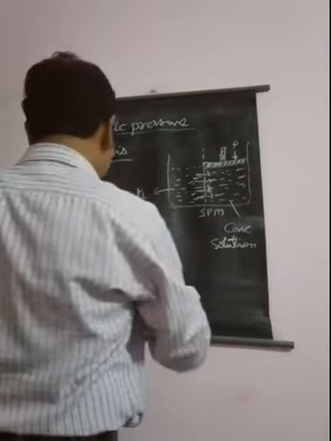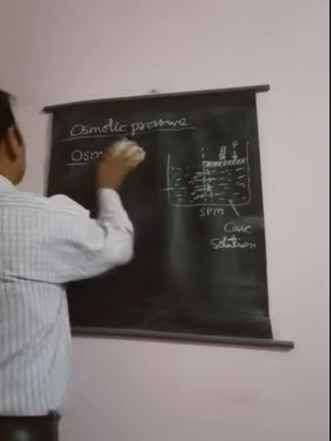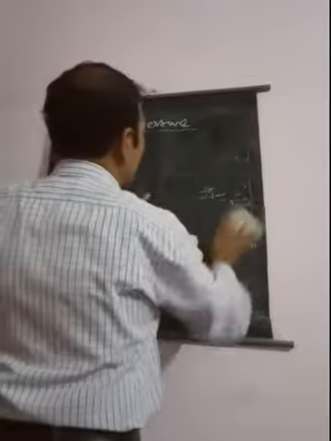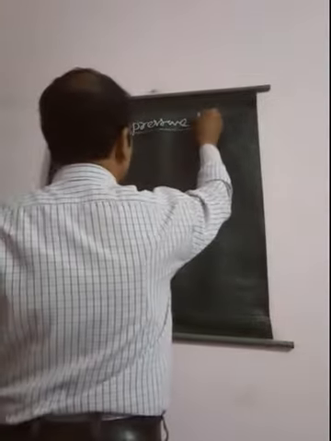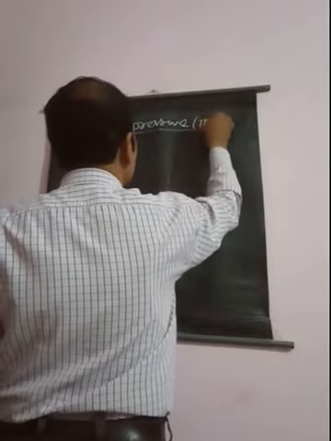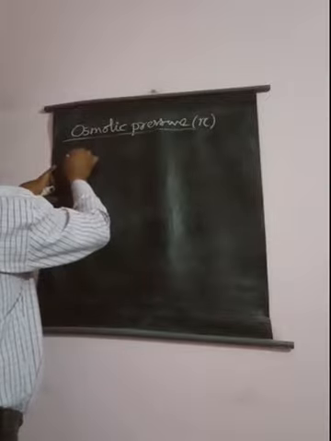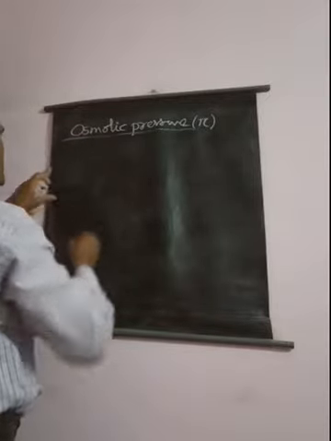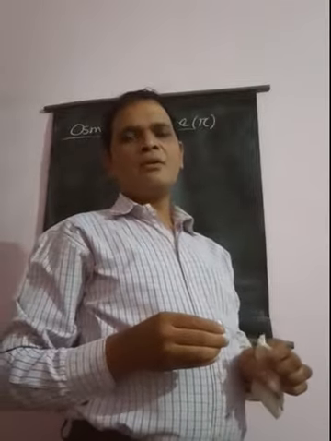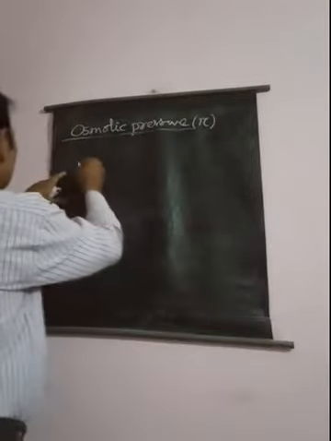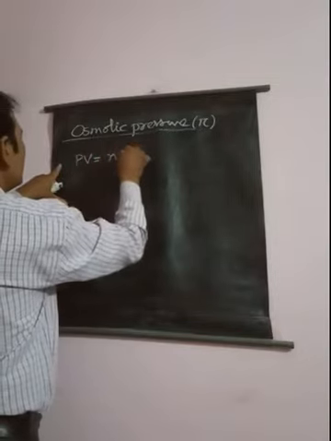And now we will see here about the mathematical expression of osmotic pressure. Generally, osmotic pressure is denoted by the symbol pi. We have already studied the ideal gas equation in class 11, and the ideal gas equation says that PV is equal to nRT. You know what I'm talking about.